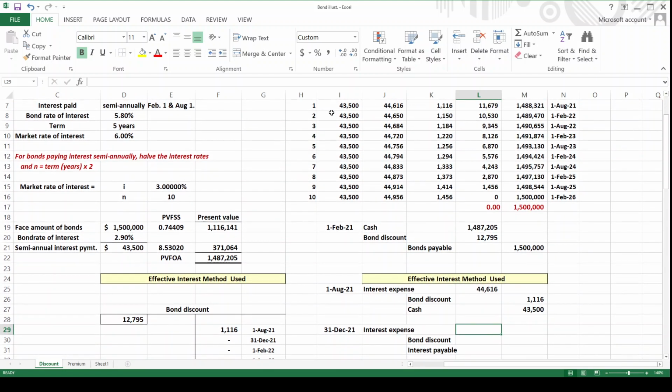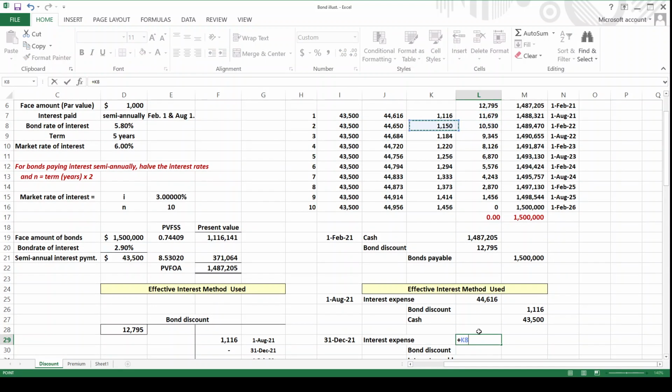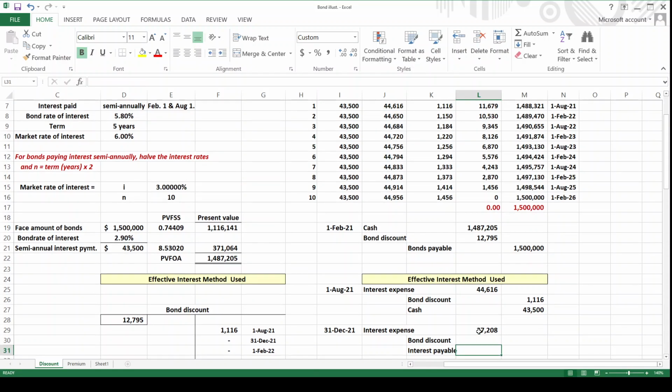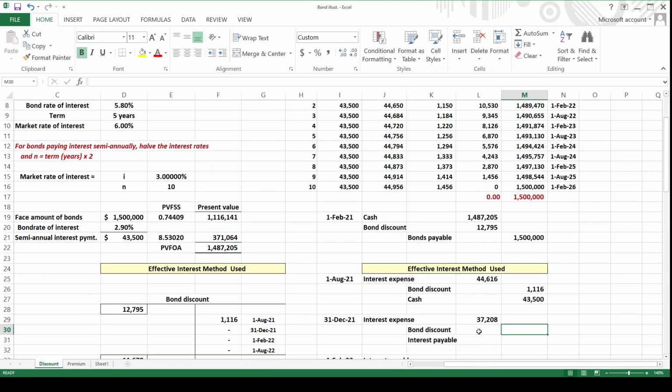up here. Yeah. So I'm going to use these numbers here, but I don't want the entire number. I only want 5 months worth. So I'm going to take those numbers up there and multiply times 5/6, and that's going to be my interest accrual. So let me take this 44,650 and multiply times 5 divided by 6. And I get 37,208.